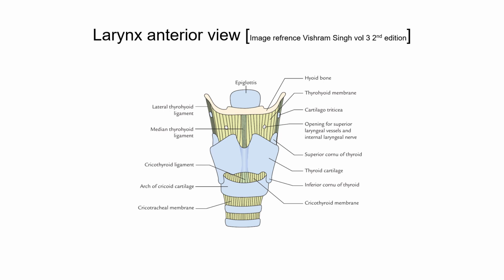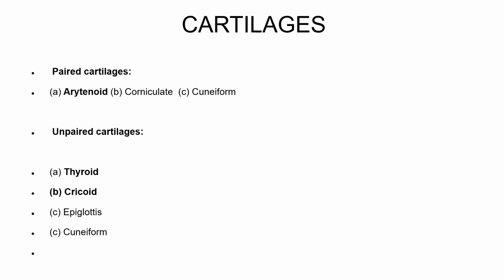Between this shield-like structure and a ring-like structure below that, there is again a green structure, which is the cricothyroid membrane. Below this structure is the cricoid cartilage. Here you can see the arch of the cricoid cartilage just below the thyroid cartilage. Let's get familiar with the rest of the things.